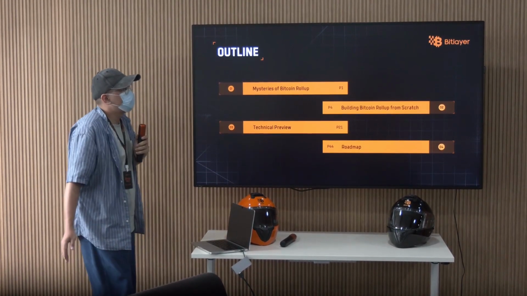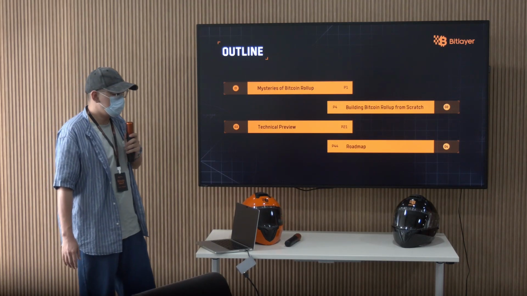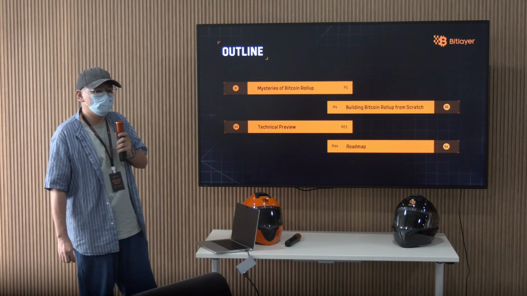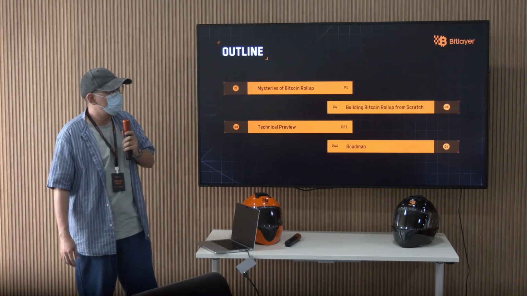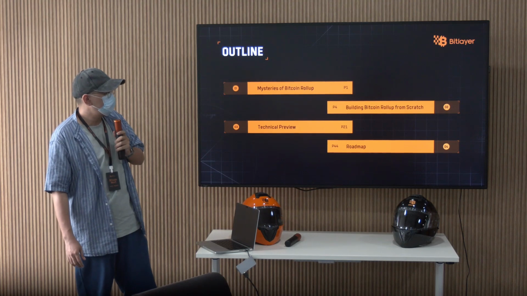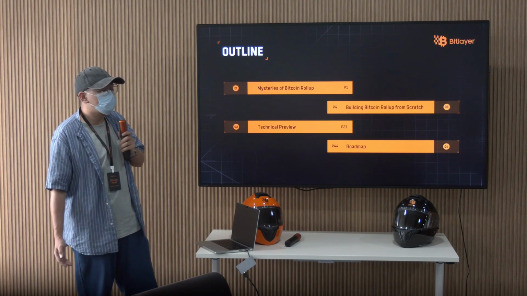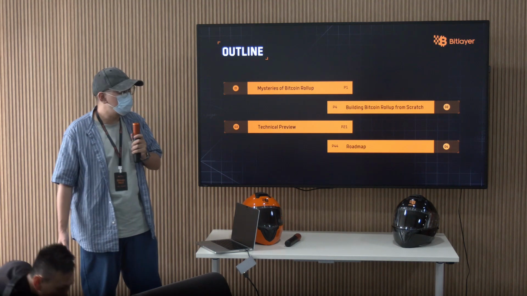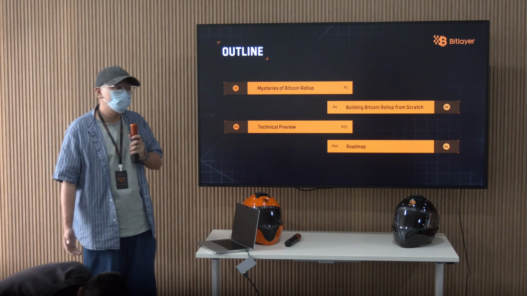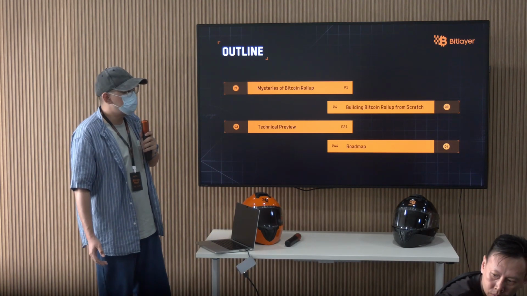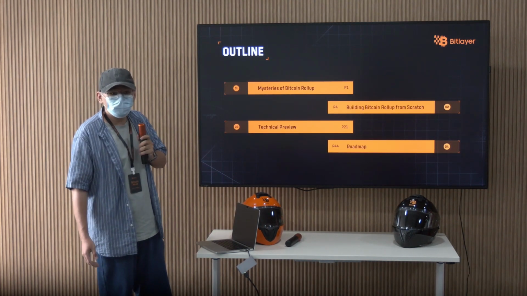Before we dive in, we'll give you an outline of today's talk. In the first part, we'll talk about the significance of Bitcoin rollup and the associated challenges. Then we'll talk about our solution, building the Bitcoin rollup from scratch. In the third part, we'll talk about the current status of our technical preview and take a deeper look at what happens during the rollup protocol, especially the on-chain transactions. And finally, we'll give a roadmap for our future development and other future plans.